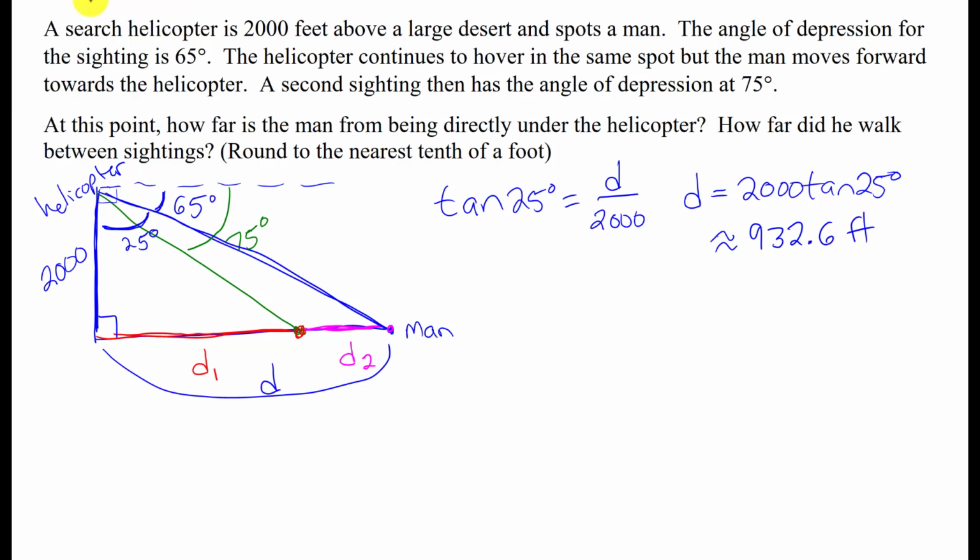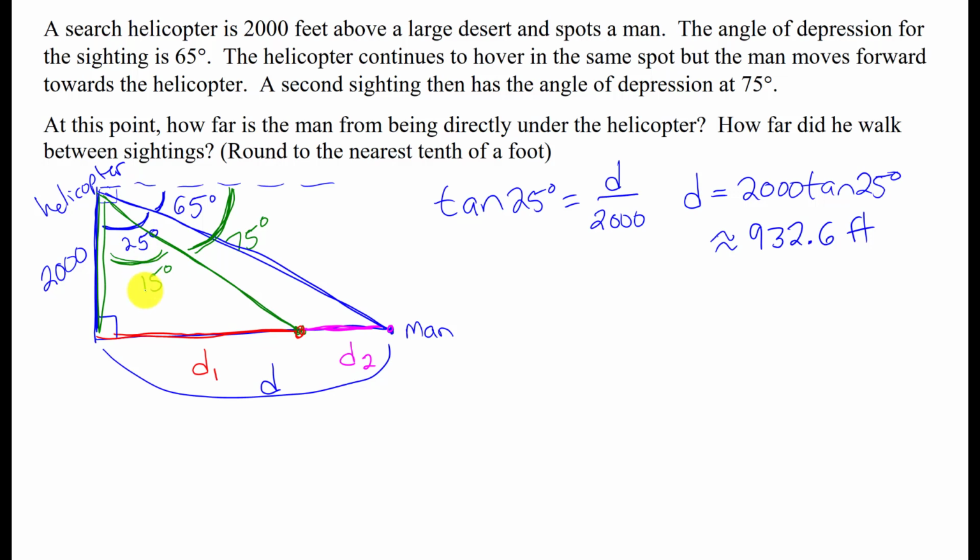And now I'm going to go back to this green triangle with the second sighting, which would be this side. And again, it would involve this first side. And now the red side would be the bottom of it. Let's find the angle inside there. The outside angle from the angle of depression was 75. So this inside angle, which is going to be right here, would be 90 minus 75. So that would be 15 degrees.